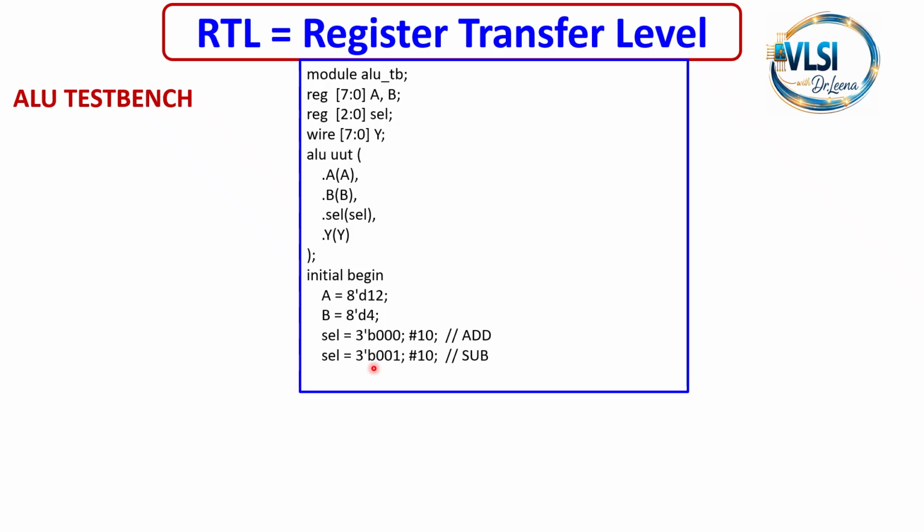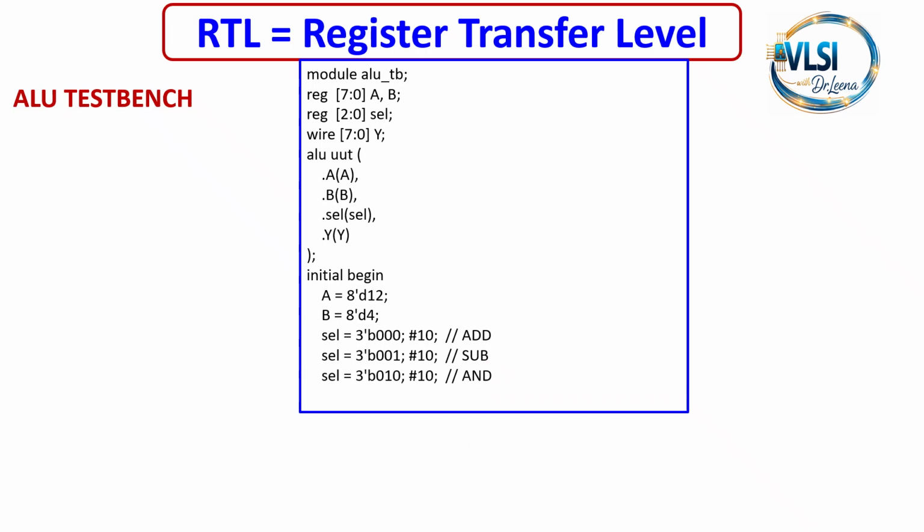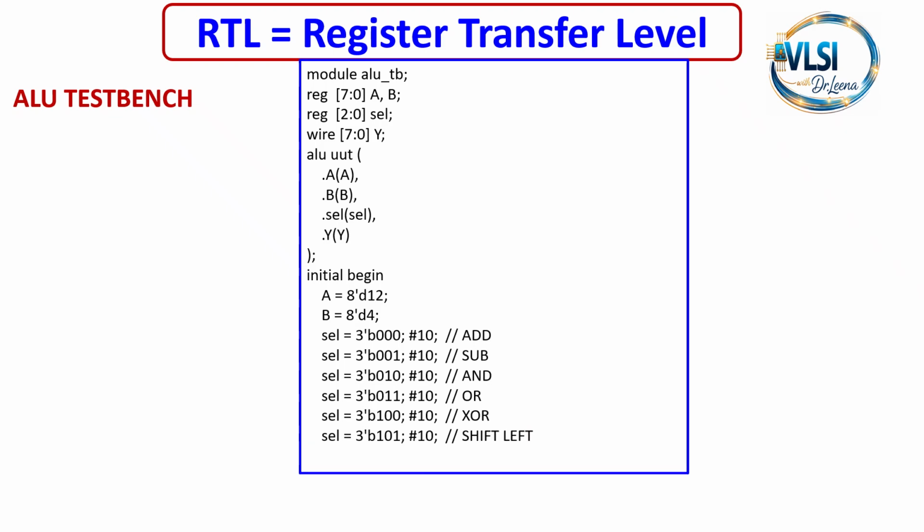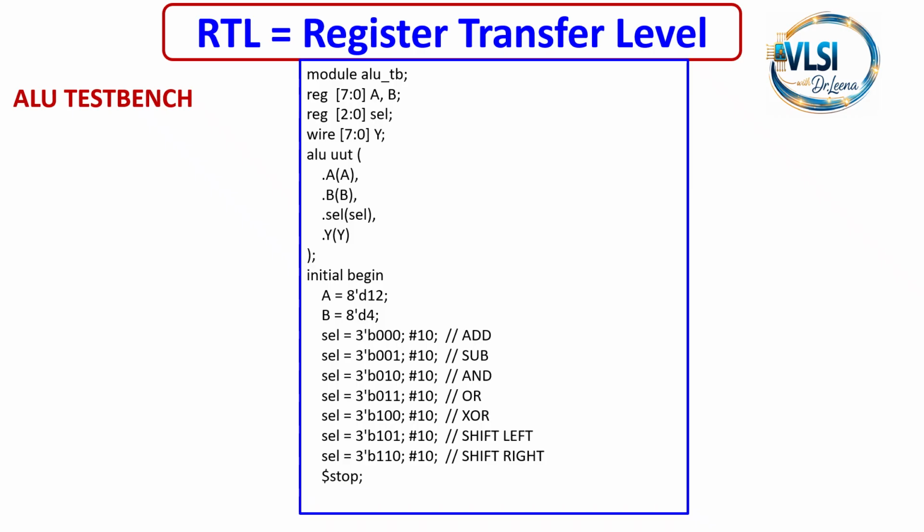That is, when sel is 001, it performs subtraction. It waits for 10 time units and performs the next. When 010, it performs AND operation. Then when 011, it performs OR. Similarly, XOR, shift left and shift right are performed. After that, it stops the simulation and ends the operation. So this is the test bench to run the ALU RTL code.